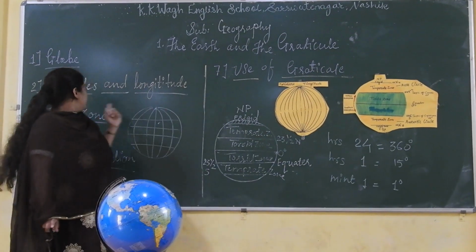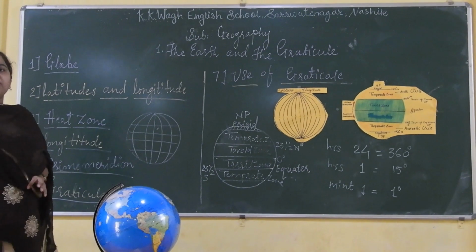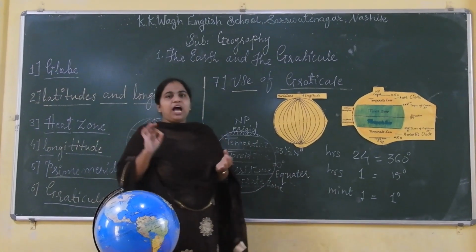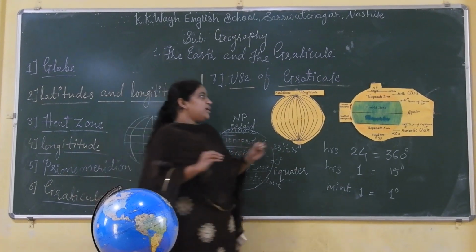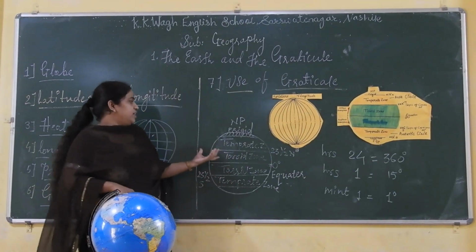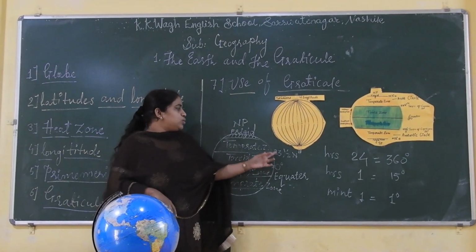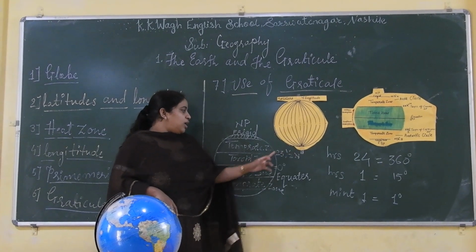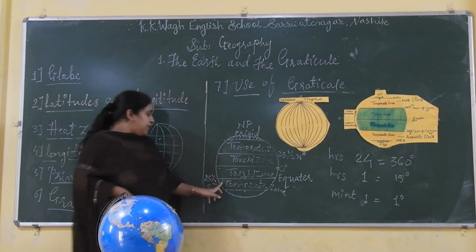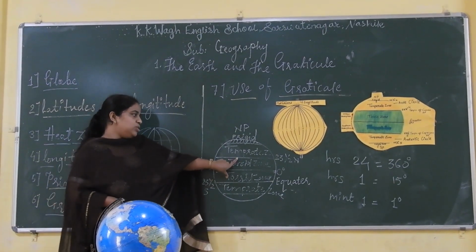After that we are going to learn about heat zones. What are heat zones? Heat zones are divided into three parts, or there are three zones. The first one is the torrid zone. Now what is the torrid zone? The torrid zone starts from 0 degree to 23 and a half degrees north, and from 0 degree to 23 and a half degrees in south. This zone is called the torrid zone.